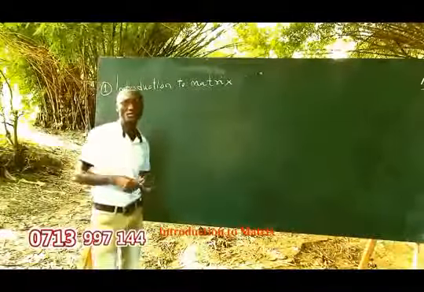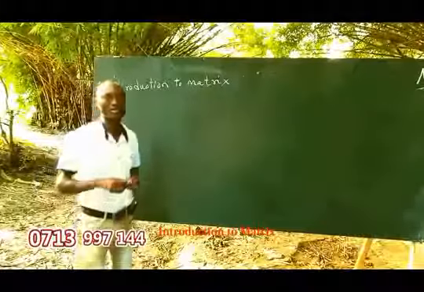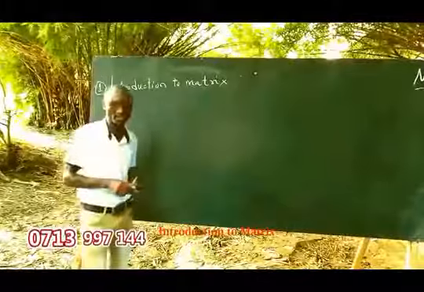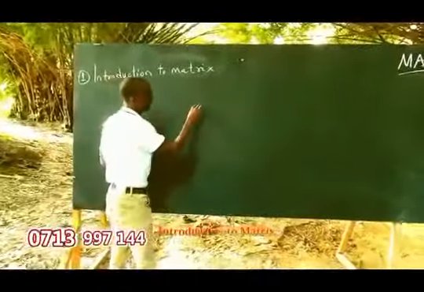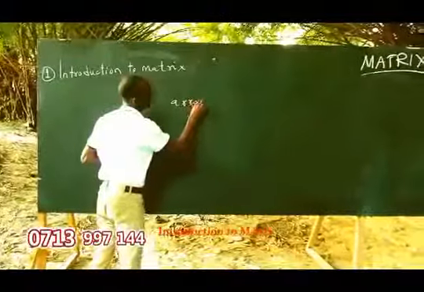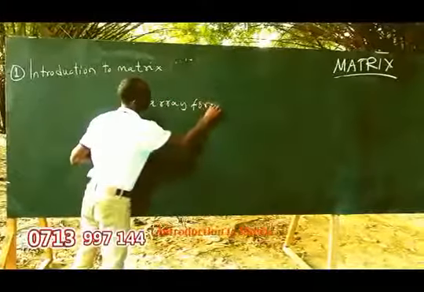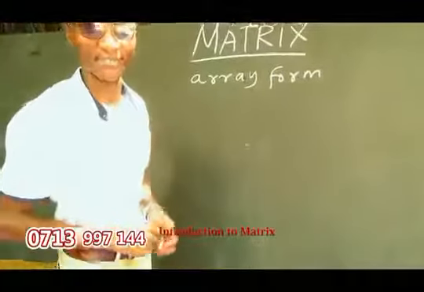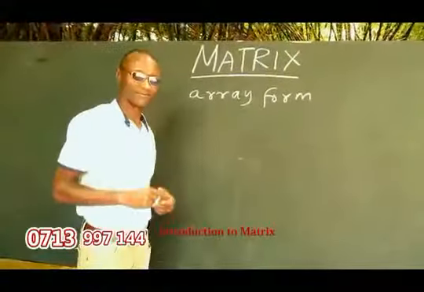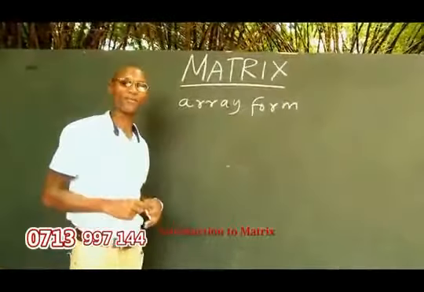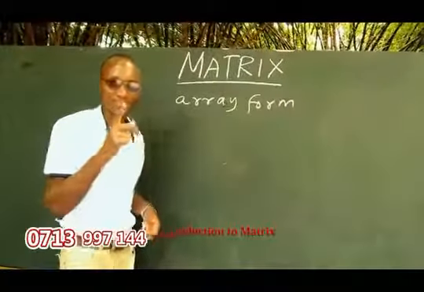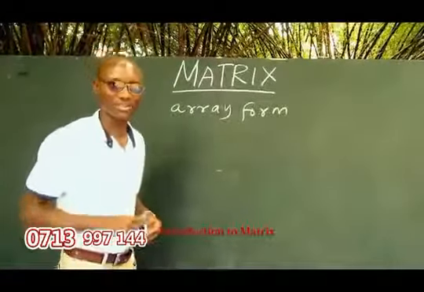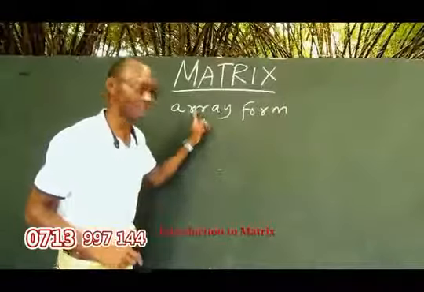Matrix deals with the arrangement of numbers or things in array form. In this way, my best friend, matrix is a mathematical word which deals with the arrangement of numbers or things in array form.